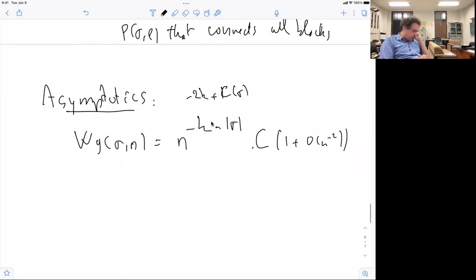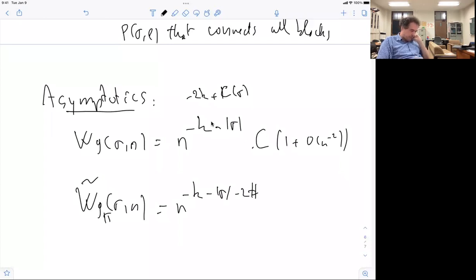And what follows from what I wrote is that the central Weingarten function behaves like the above, but with minus k minus the length of sigma minus twice the number of blocks. So now I have a pi out here. We have to bear this in mind. Twice the number of blocks of pi.